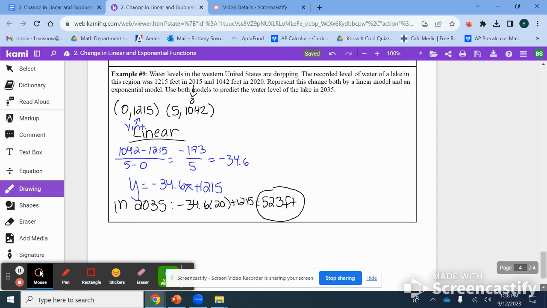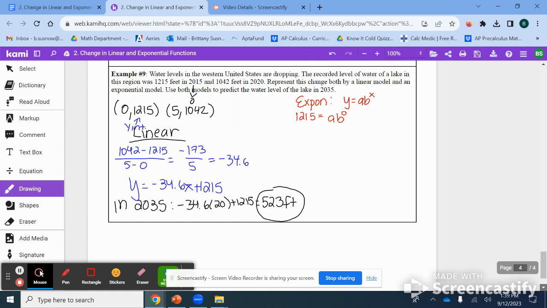Then if we do the other way, the exponential way, because it wants both. So remember, that's your AB to the X. Got to do a little manipulating here. So 1215 equals AB to the 0. In fact, we actually already have a value here. We already have A. So again, why I chose 0.